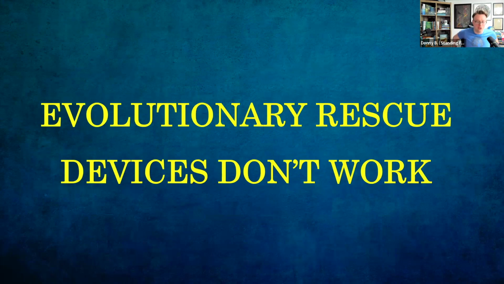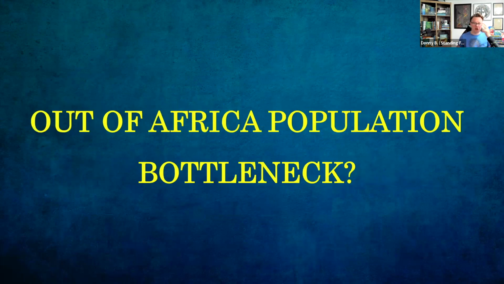So we find in humans low diversity, but if deep time evolution were true, we should find higher levels of genetic diversity. The evolutionary model did not predict this. Evolutionary rescue devices don't work. What they invented was what's called the out of Africa population bottleneck. And so they say somewhere between 70 and 200,000 years ago, you have this near extinction event where the human population at that time, which was large, crashes into somewhere between 2 and 10,000, some say 30,000. And they say this in order to reduce the levels of genetic diversity.